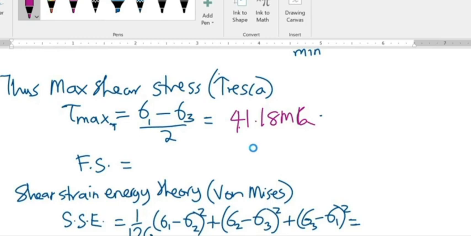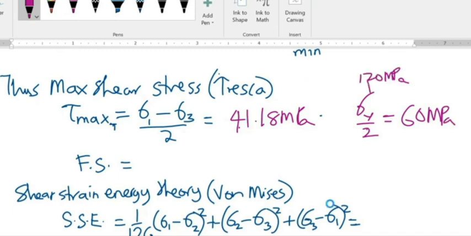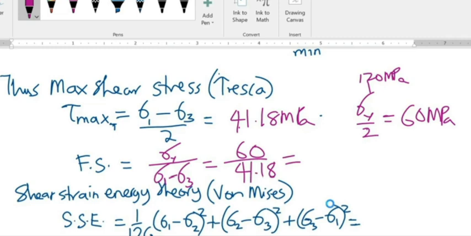So then the factor of safety, and for the maximum shear stress, it says the yield divided by 2. So the yield divided by 2 is what? 120. So we have 60 megapascal. Remember, if this maximum shear stress from the complex stress is less than that of the yield divided by 2, then it means the loading is safe. And in this case, we can go ahead and determine our factor of safety, which is yield divided by sigma 1 minus sigma 3, which is 60 divided by 41.18.